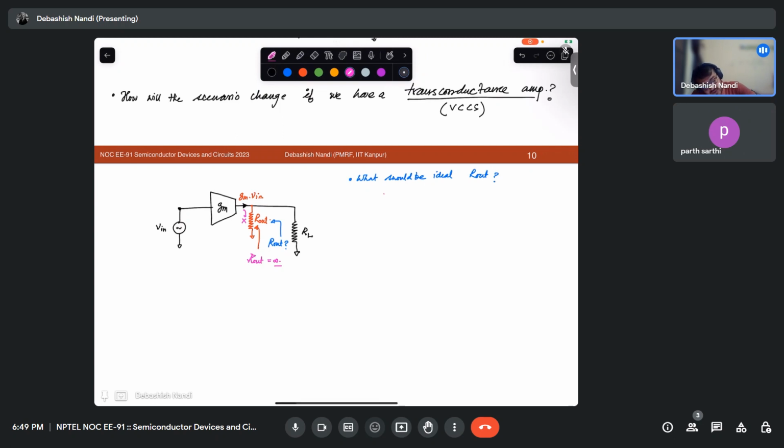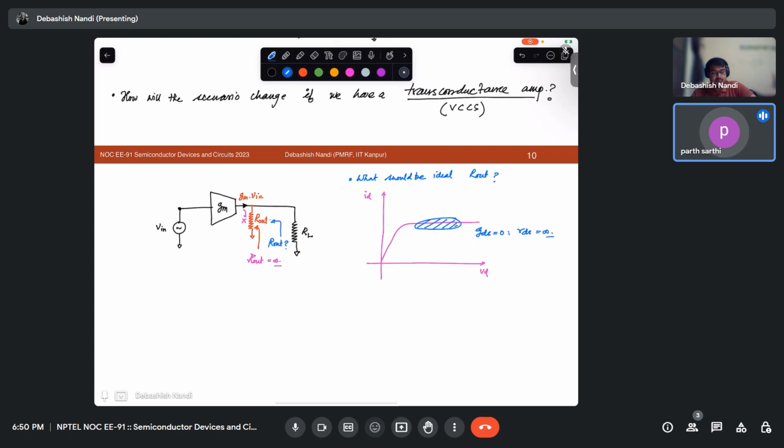So that is why you remember your MOSFET characteristics, ID versus VD. You had this kind of stuff, parallel to VD. This was my desired thing, right? Zero slope. GDS equal to 0 or RDS equal to infinity, right? If no channel length modulation. So channel length modulation is not desired, right?